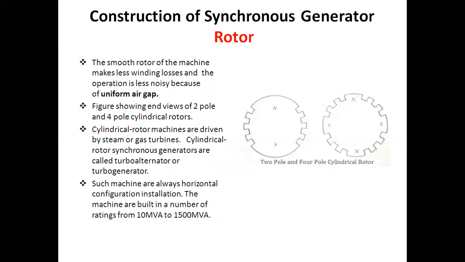So, this is a two-pole and four-pole cylindrical rotor that we have already seen in this figure. Cylindrical rotor machines are driven by steam or gas turbines. Cylindrical rotor synchronous generators are called turbo alternators or turbo generators. Such machines are always in horizontal configuration during installation. The machines are built in a number of ratings from 10 MVA to 1500 MVA.